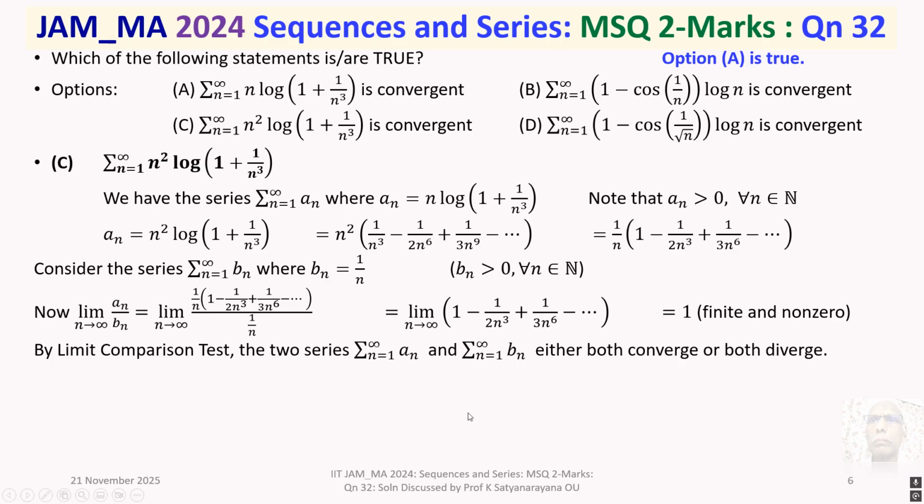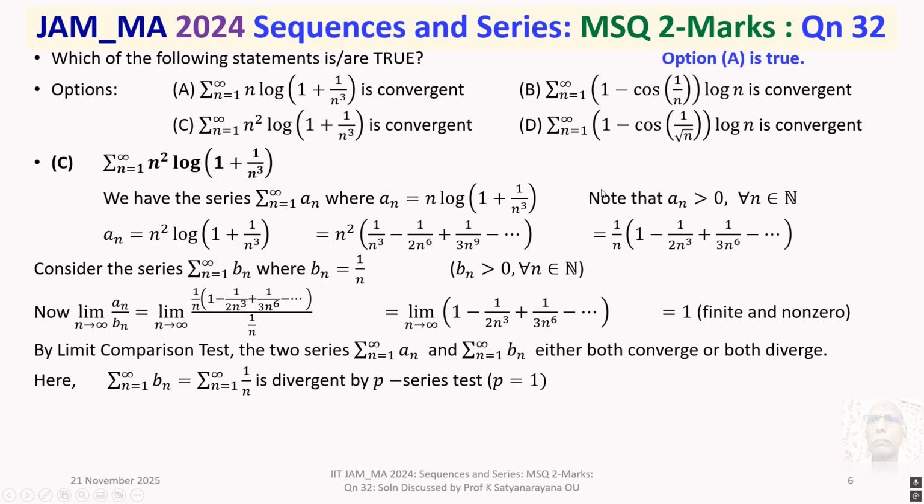Right. We take sigma bn. Let's see what is sigma bn. Sigma 1 by n. It is divergent by p series test for p is equal to 1. So it's a famous divergent harmonic series. Sigma n is equal to 1 to infinity 1 by n is divergent.